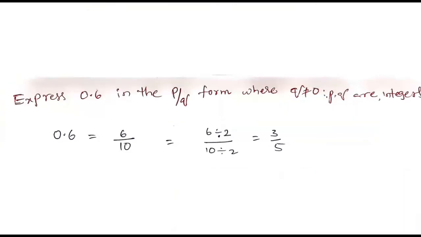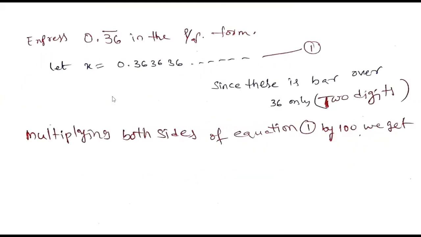Express 0.6 in the p by q form where q is not equal to zero. Just listen, no need to write anything. I'll give the sums today. 0.6.